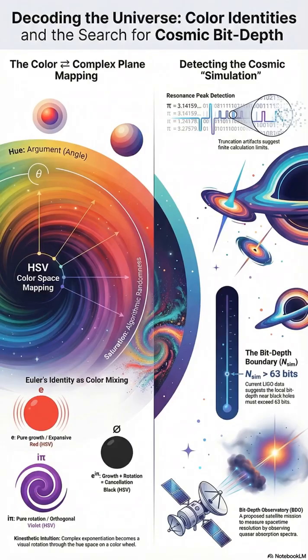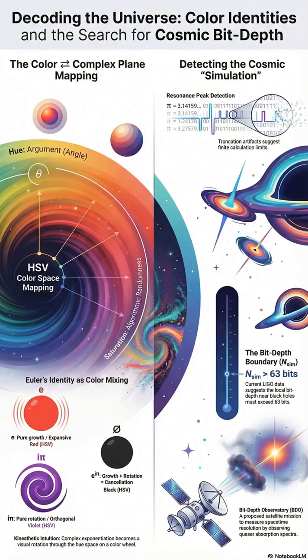Explain that term, bit depth. If the universe is a simulation running on a computer, even a computer the size of a galaxy, it must be finite. No computer has infinite memory. Right. Therefore, it cannot handle infinite precision. Real numbers, like pi, go on forever. But a computer can't go on forever. It has to cut the number off. It has to round it. And if it rounds it?